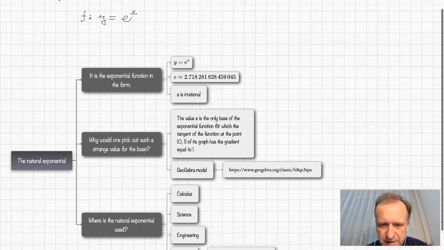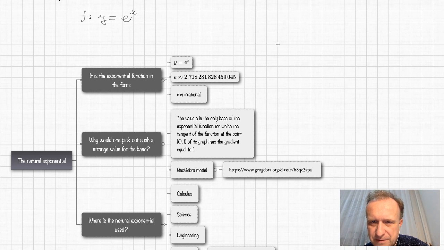The value e is the only base of the exponential function for which the tangent of the function at the point (0, 1) of its graph has the gradient equal to 1. So before I continue, let me try to review this concept of gradient.